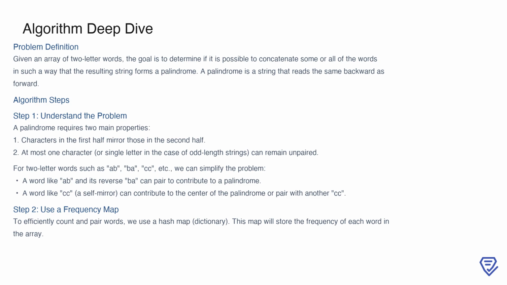In this problem, we are given an array of two-letter words, and the goal is to determine if we can concatenate some or all of the words to form a palindrome. Remember, a palindrome is a string that reads the same backward as it does forward.